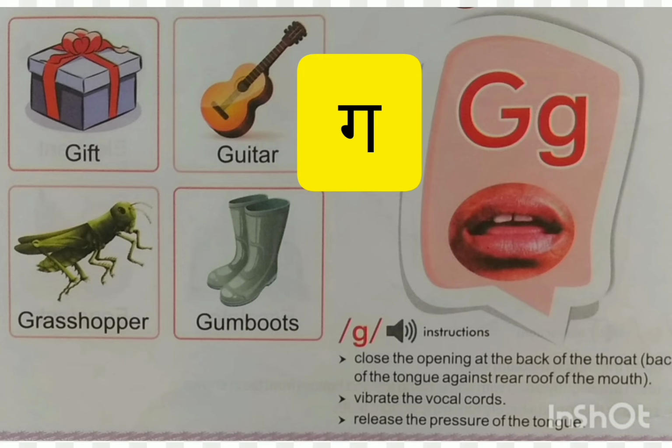Phonic sound of G is G. G for gift, G for guitar, G for grasshopper, G for gumboots.